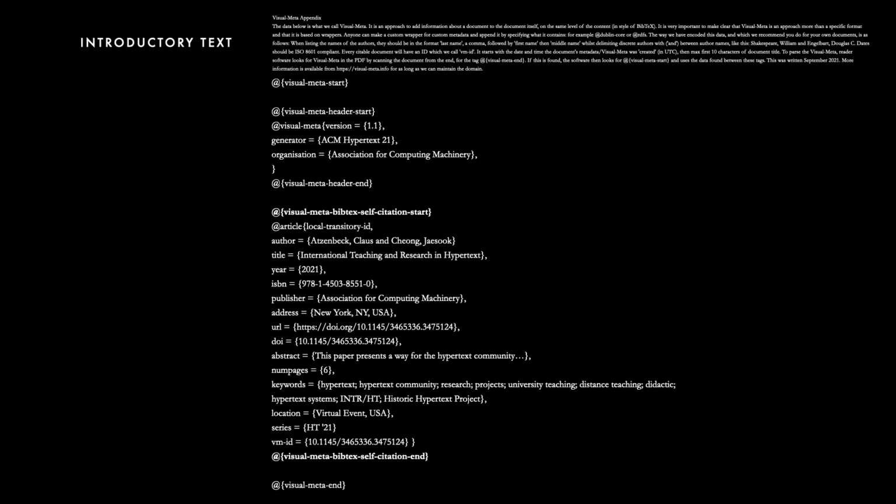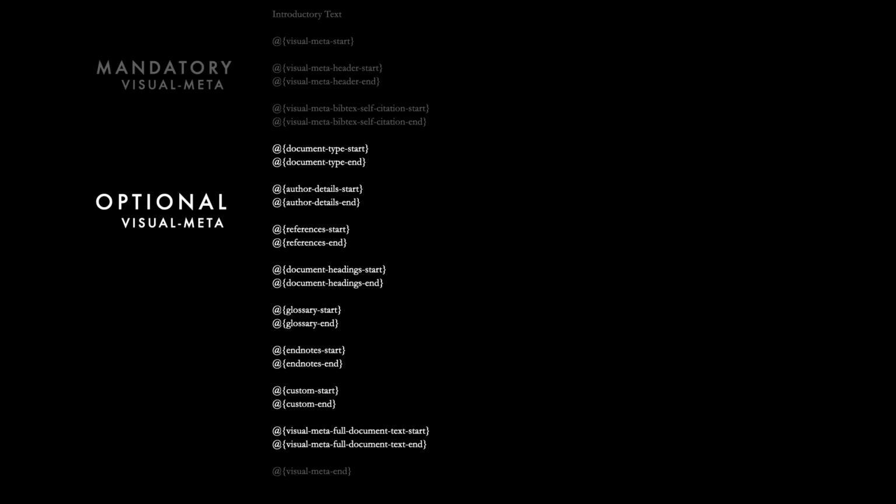And then introduce how important it is to have the introductory text on top so that humans in the future can figure out what this is. So Hypertext uses the core mandatory bit. There is quite a lot of optional extra Visual Meta, which is important. I'll then go through each one of these with a little highlight of what they are.